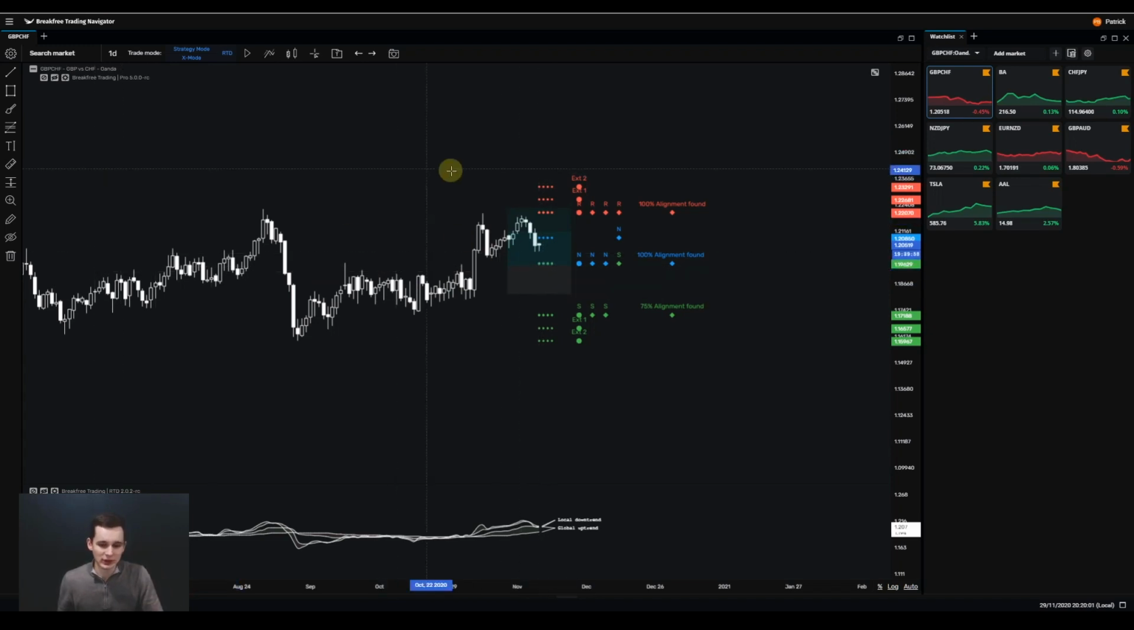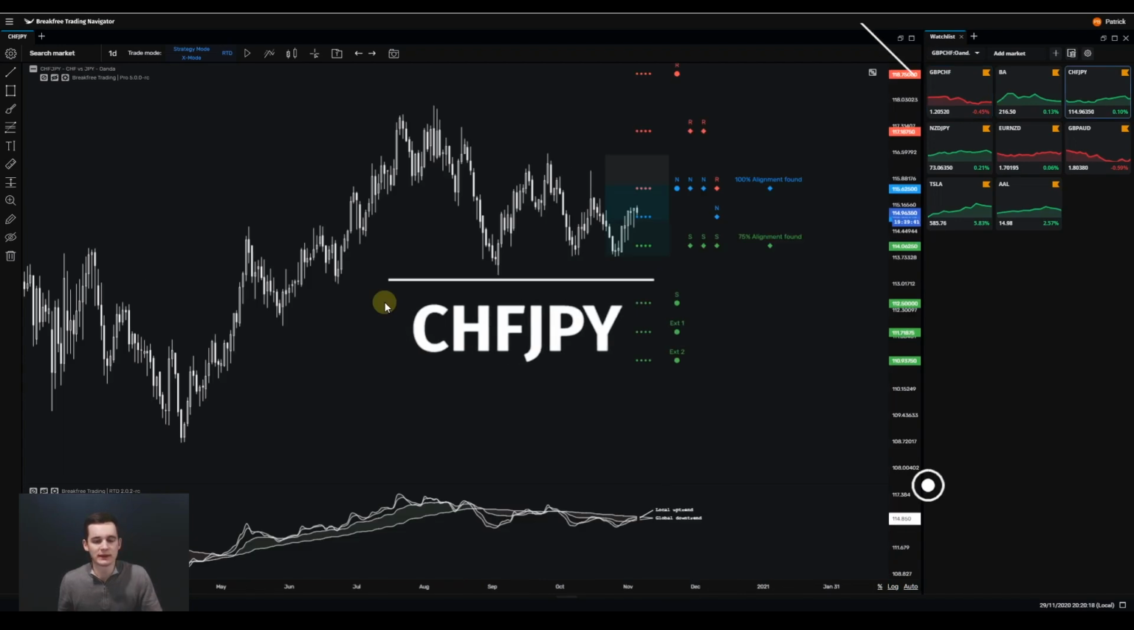So this is GBPCHF. It's a long trade. It's going to be the first or second time, so it looks quite good. We'll see how this one plays out. Next up, we got CHFJPY. This is a short trade.